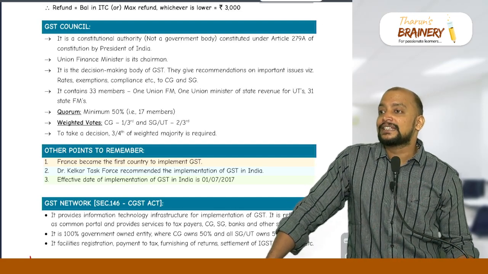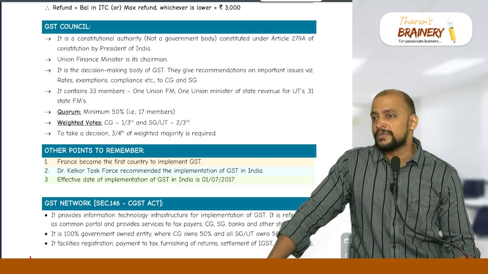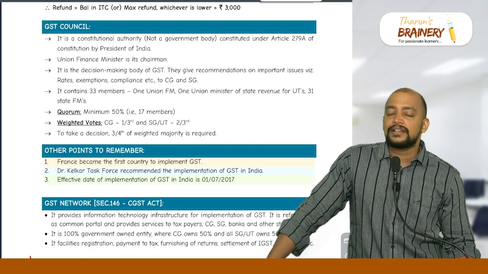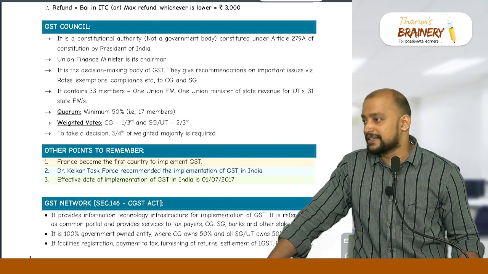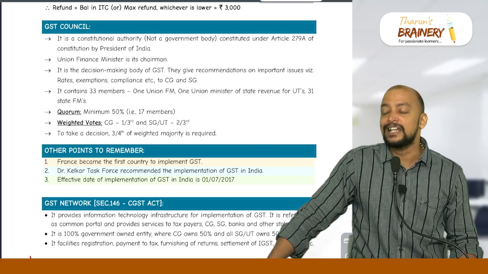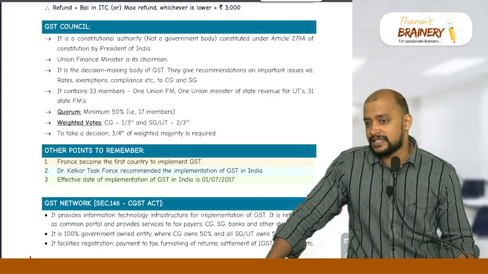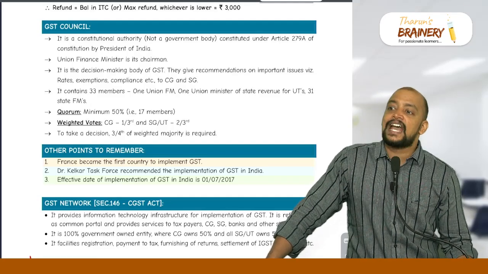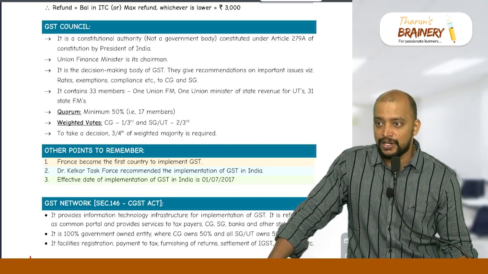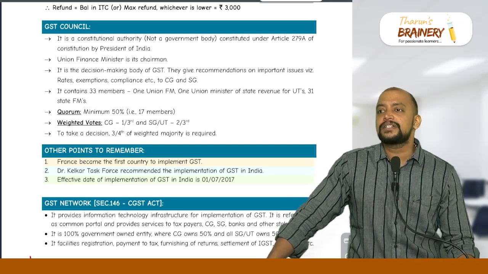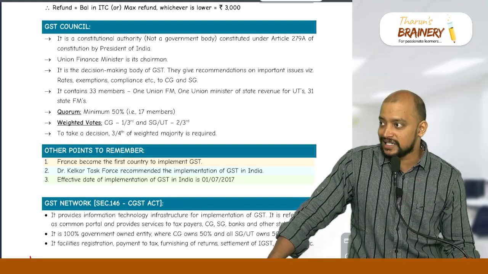So a total of 33 members will be there in the GST Council, and the quorum is 50%, which means 17 members should be there. 33, half is what? 17. 17 members should be there in order to constitute a valid meeting, and the chairman will always be the union finance minister. In the absence of the union finance minister, the union MP will become the chairman of the council, and the prime minister is in no way connected to the GST Council. Even chief ministers are not in the GST Council.